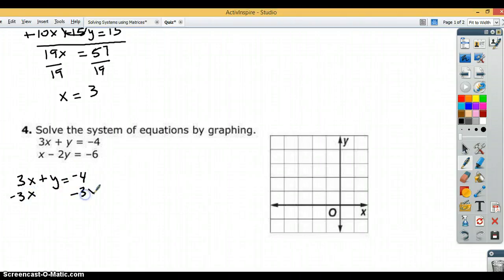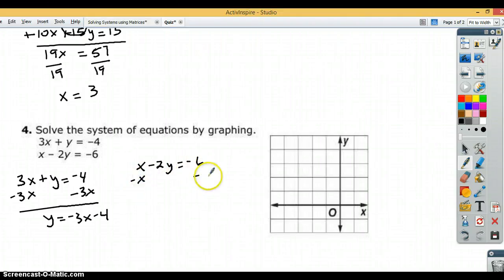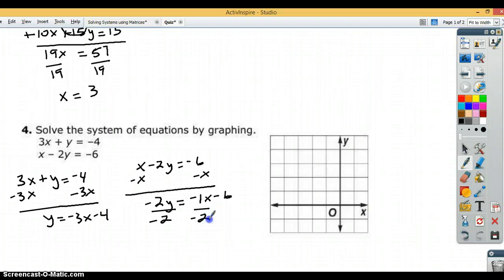Subtract 3x from both sides. Gives me y equals negative 3x minus 4. So there's one equation. Now I want to take the other one. x minus 2y equals negative 6. Subtract x. Gives me negative 2y equals negative 1x minus 6. Divide by negative 2. And y is equal to negative over negative is a positive half x. Negative 6 divided by negative 2 is a positive 3.